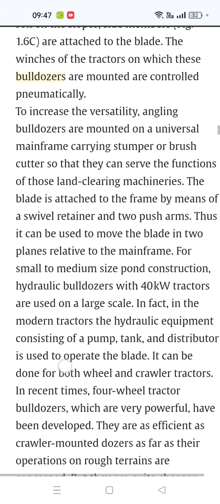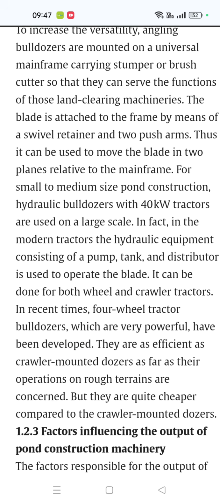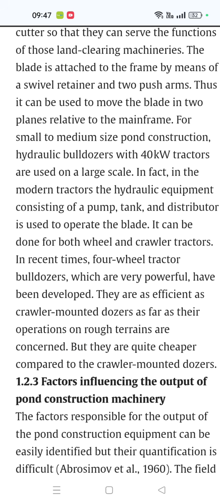The blade is attached to the frame by means of a swivel retainer and two push arms. Thus, it can be used to move the blade in a plane relative to the mainframe for small to medium size pond construction.